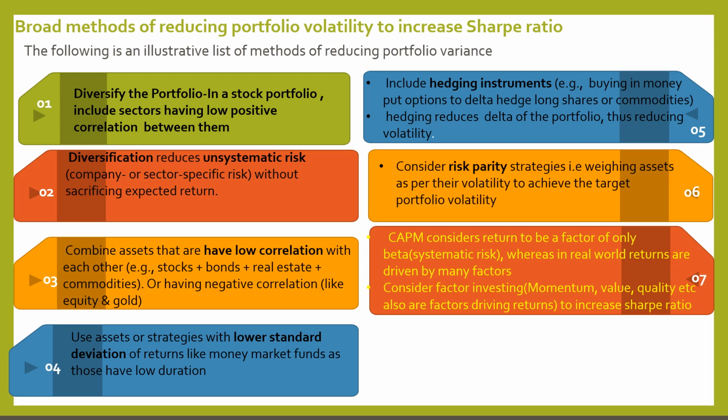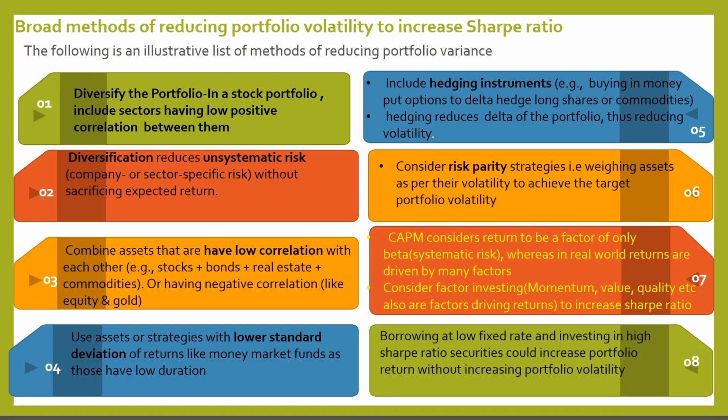CAPM considers return to be a factor of only beta, that is systematic risk, whereas in real world returns are driven by many factors. Consider factor investing, that is momentum, value, quality, also are factors driving returns, to increase the Sharpe ratio.